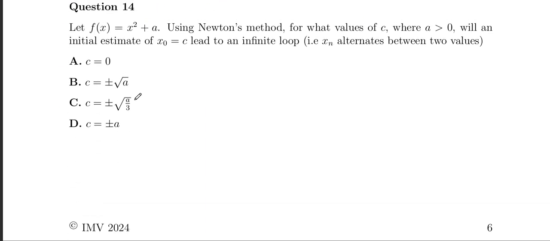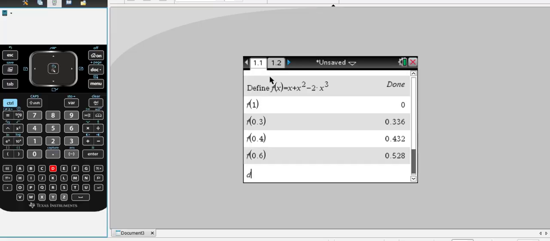All right, so let f of x equal x squared plus a. Using Newton's method, what values of c will lead to an infinite loop? Right, so if x0 is equal to c, well then x1 is going to be c minus f of c over f dash of c. And then, so let's see what that equals.